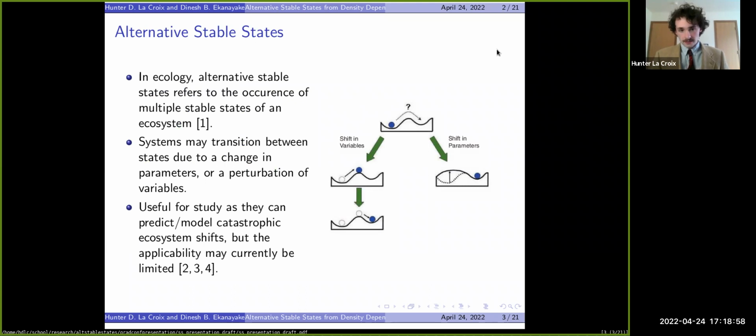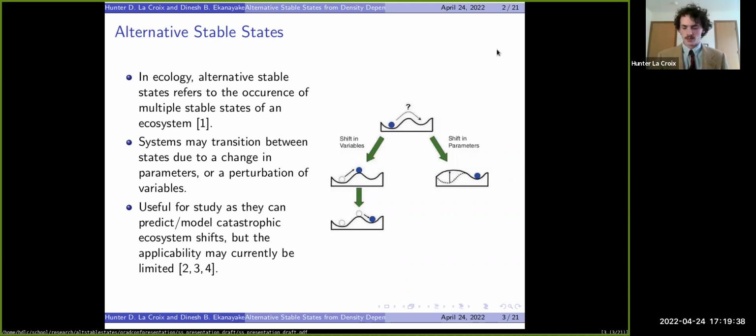In ecology, alternative stable states refers to the occurrence of multiple stable states of an ecosystem. So we can think, for a certain set of parameters, like mean temperature and latitude, we're keeping track of some variable, which is the tree coverage. The idea is that these systems can transition between states due to a change in the parameters or a perturbation of a variable. If we temporarily change the parameters, let's say there's a summer with a really high mean temperature, that might cause the tree coverage to lower due to fires, for example, which might cause us to go to a less forested, deserted state. And that's another stable state.